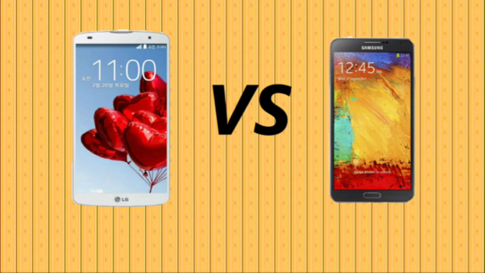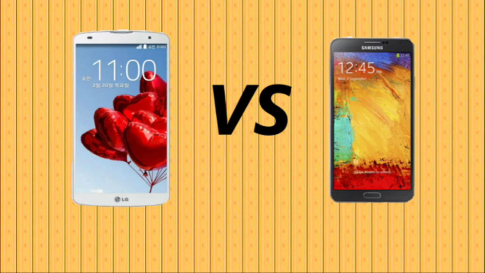So first of all, I'm going to start off with the display. We get a 5.9-inch display versus a 5.5-inch display on the Note 3 Neo. And also the display on the LG G Pro 2 is a 1080p HD display versus a 720p HD display on the Note 3 Neo. And in terms of the PPI, definitely the G Pro 2 has almost 100 more PPI. We get 370 PPI versus 267 PPI on the Note 3 Neo.